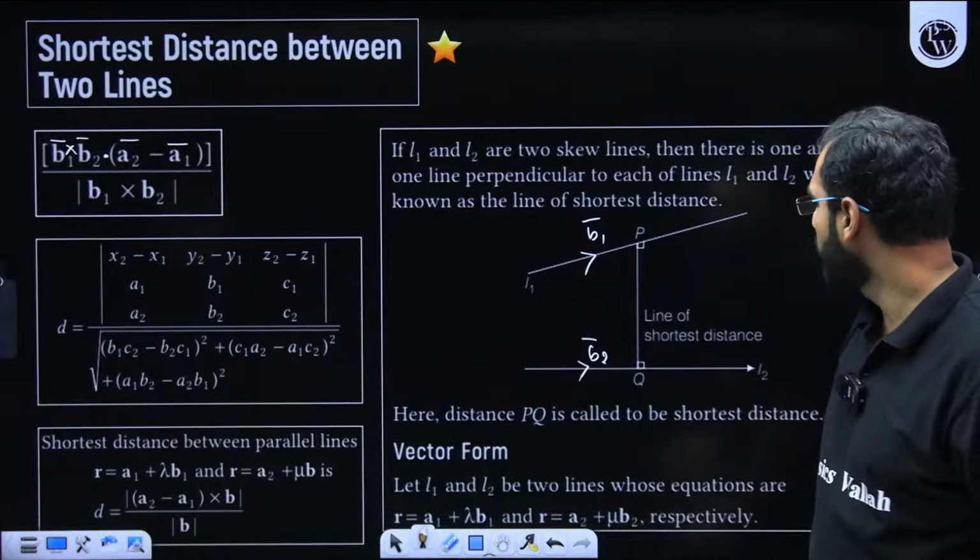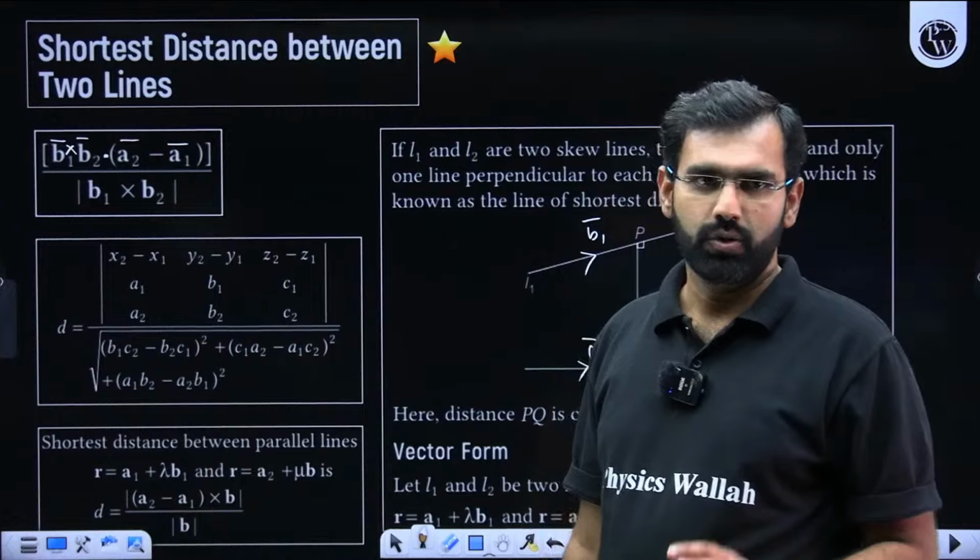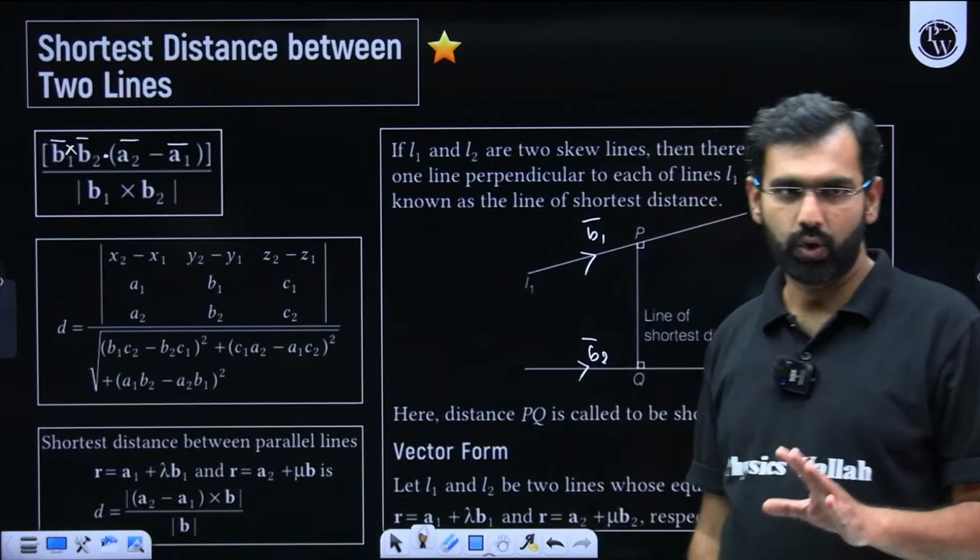So if it is perpendicular to both, that means more probably black mystery another 1 hour. So by 1 o'clock will be done. I hope you are okay with that.